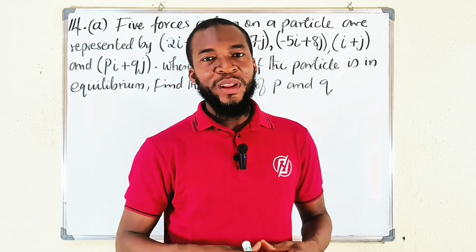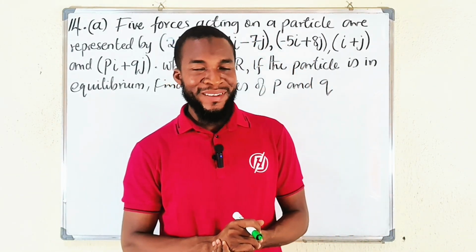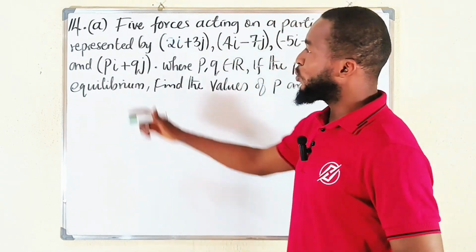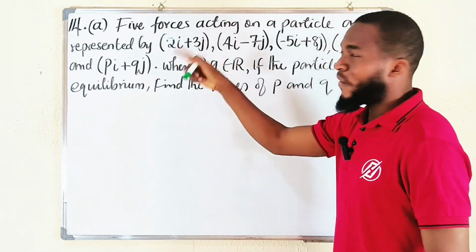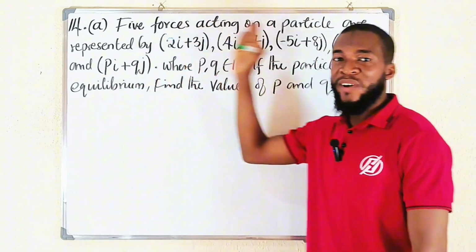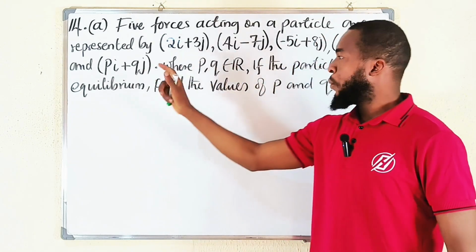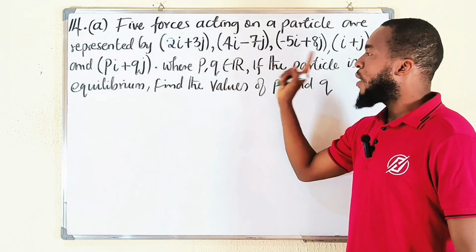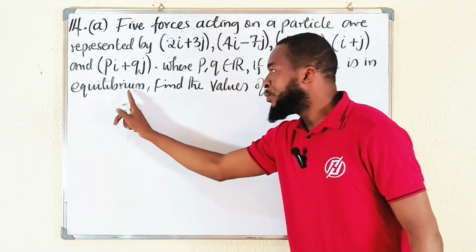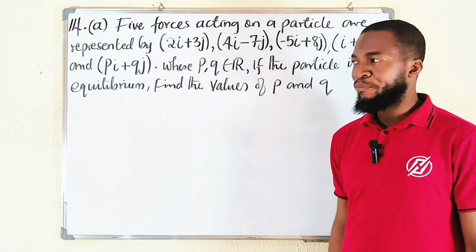And here is question number 14 of the WAEC 2025 further mathematics examination, the theory questions. Question number 14a reads: 5 forces acting on a particle are represented by these 5 vectors, 1, 2, 3, 4, and 5, where P and Q are real numbers. If the particle is in equilibrium, find the values of P and Q. You can see them in the last vector.